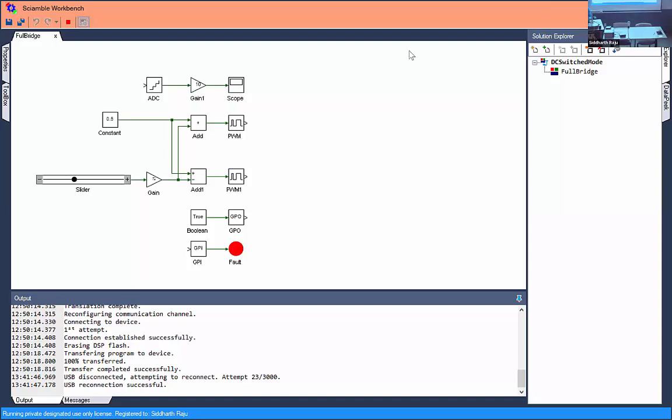So this is the model that I have. What this basically does is, as I start increasing the slider here, it's going to increase the voltage that's available, the amount of time the switch is on and off. There are two things that we are trying to control.